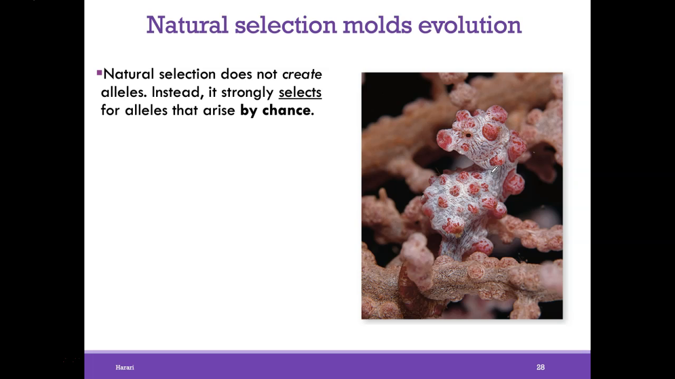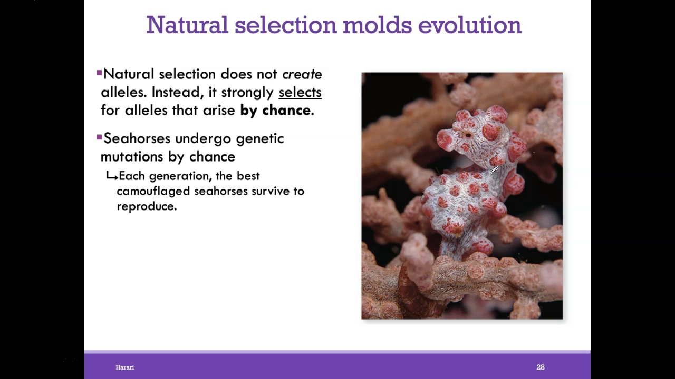Natural selection does not create alleles, right? It only selects for alleles that arose by chance. So this is very important. Natural selection does not create anything new. Natural selection just selects from what's already there. So seahorses, for example, undergo genetic mutations by chance. Suppose there was a white seahorse that lived among pink coral. This white seahorse would have been very easily caught by a predator. So all the white seahorses must have just been eaten.